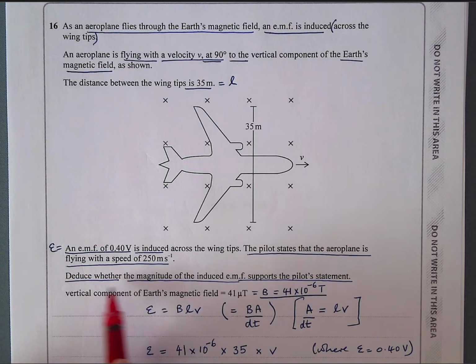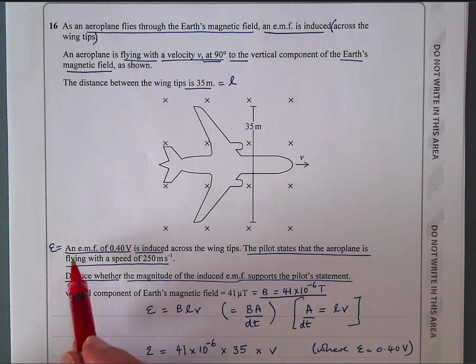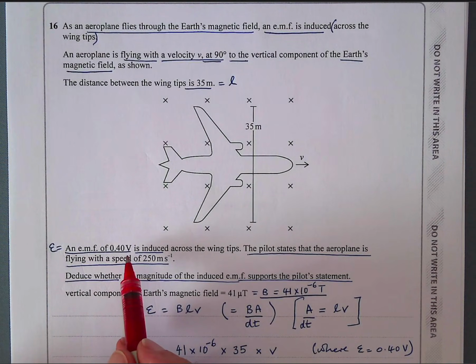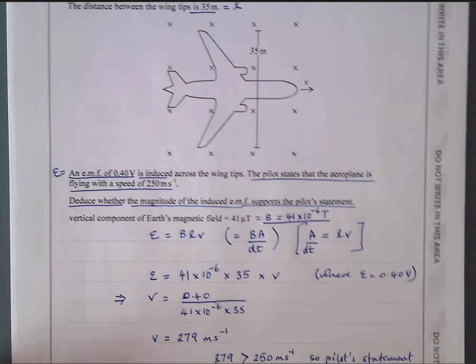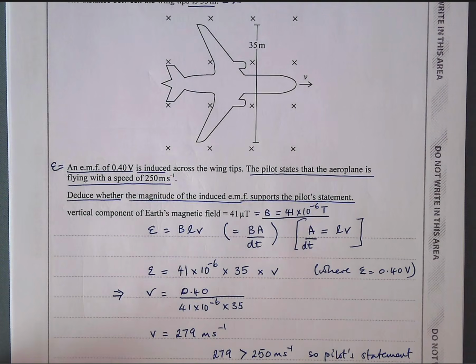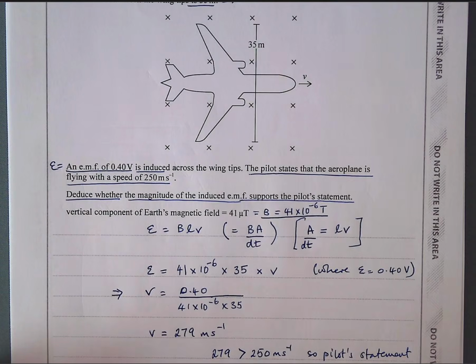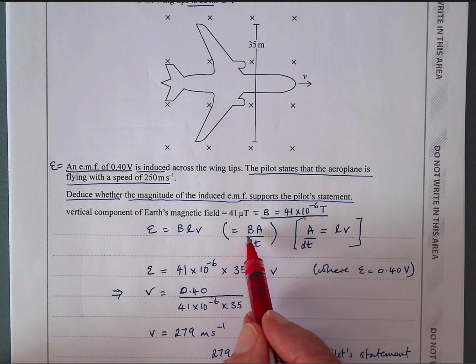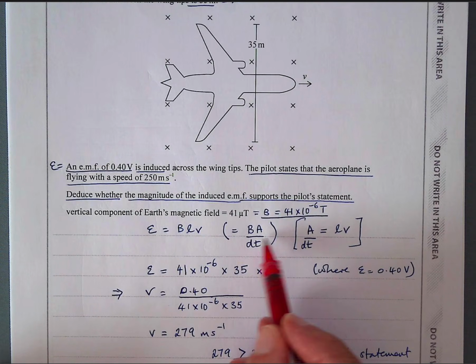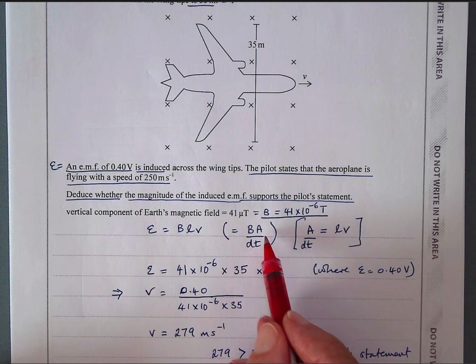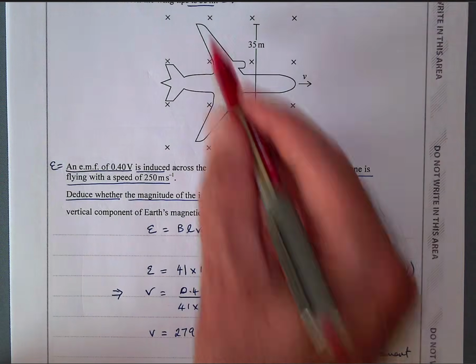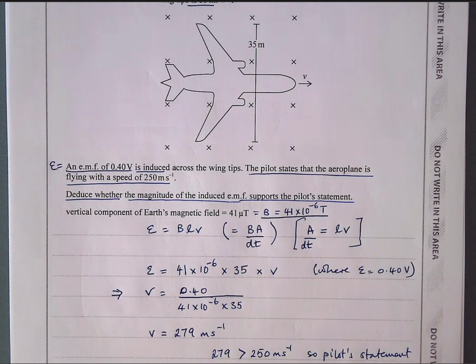Deduce whether the magnitude of the EMF supports the pilot's statement. In other words, if the EMF is 0.40 volts, what speed should that indicate? Because remember, the rate of cutting the field is the EMF induced. So the EMF induced is the rate at which the plane is cutting through the field lines. And because they're at right angles, you don't need any sine theta in there. So it's BA over delta T. There is no N in this equation because there are no turns involved in the wings of the plane.